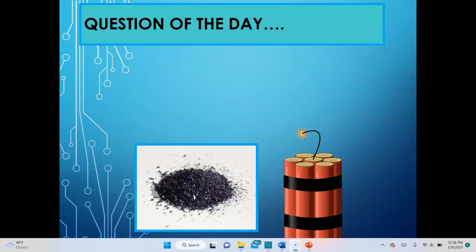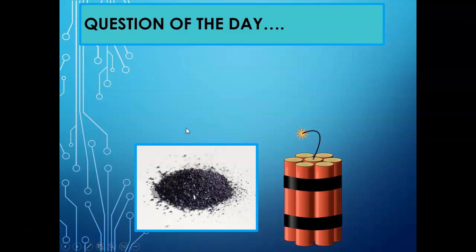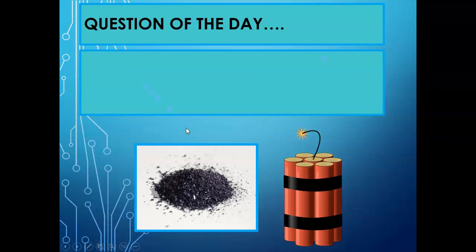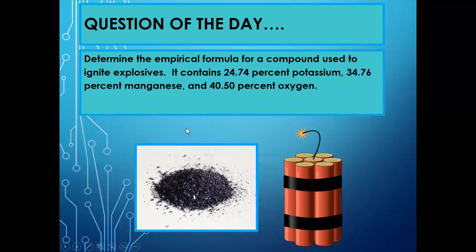Alright, so we're going to continue our path of stoichiometry, and our question of the day today is to determine the empirical formula for a compound that's used to ignite explosives. It has 24.74% potassium, 34.76% manganese, and 40.50% oxygen.